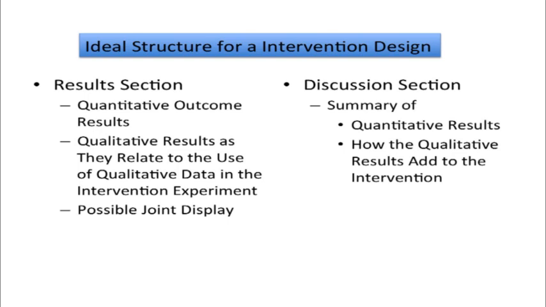So in the results section in this intervention design, the qualitative results would then talk about how they flowed into the experiment. For example, if the qualitative data is used after the experimental results are over, the outcomes are being measured, and they're used as a follow-up to help explain those outcomes, then this results section would talk about the qualitative results that help to explain the experimental outcomes. There might also be some joint displays that would array the quantitative and qualitative data together.